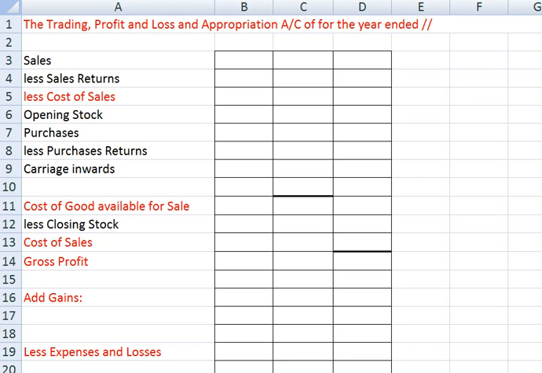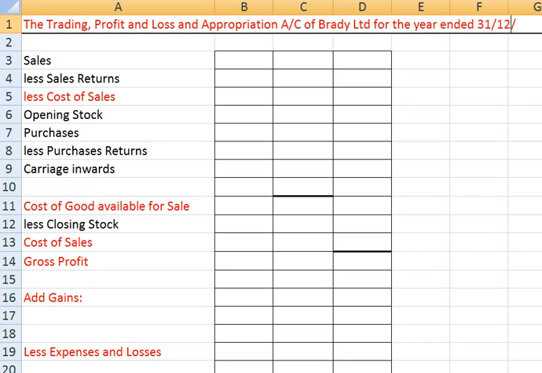As I always say, the most important and easiest marks are with the titling of the question. So full titles: the trading, profit and loss and appropriation account of Brady Limited for the year ended. You're doing it for a period of time. You're seeing did they make a profit over a period of time. In this question, it's for the year ended 31st of the 12th, 2010. So we're going to look down through the question and see what we've got here.